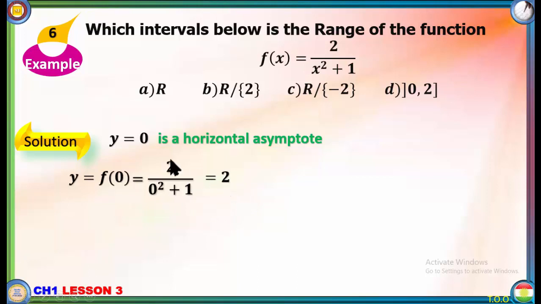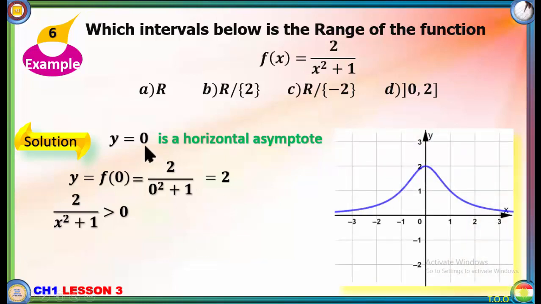Therefore, we have two values of y, 0 and 2. And because this function, 2 over x squared plus 1, is always positive whatever the value of x, it is a positive value. Therefore, the range begins from 0 to 2, but 0 is not in the range. Therefore, the range is equal (0, 2].